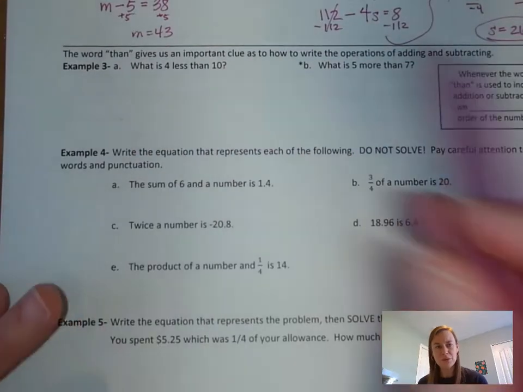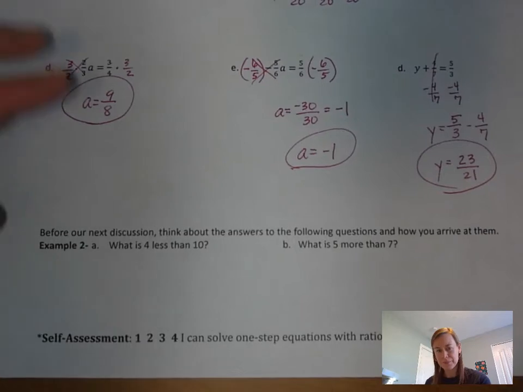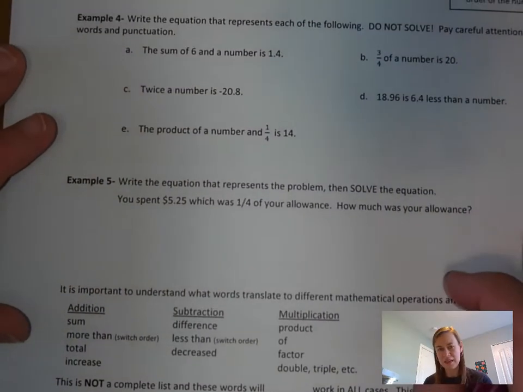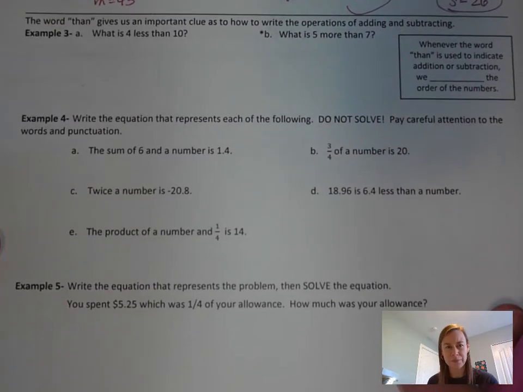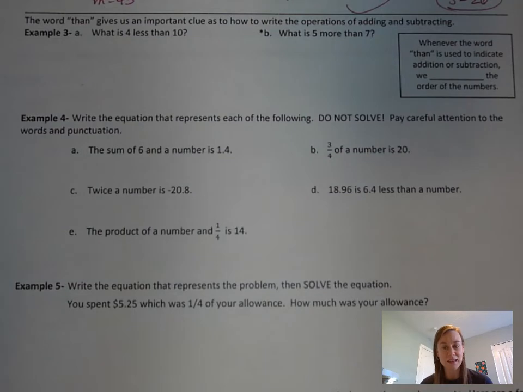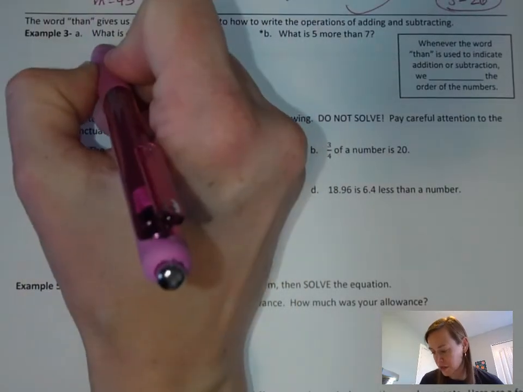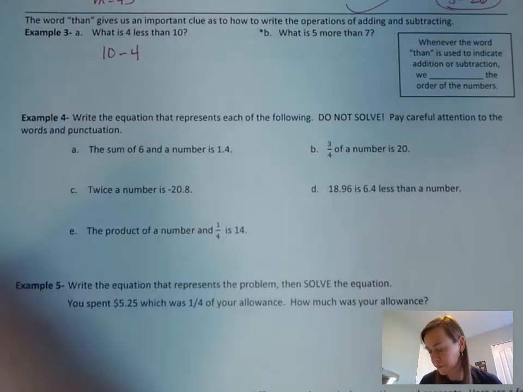So example 3, this is just like what we had at the bottom of that other page yesterday. It's just kind of reprinted here. So let's read our words and see if we can figure out what they're talking about. In example 3a, it says, what is 4 less than 10? Okay, so you have 10, and then you're going to take 4 away because you want 4 less than 10. So you're going to start out with the 10, and then you're going to subtract 4.